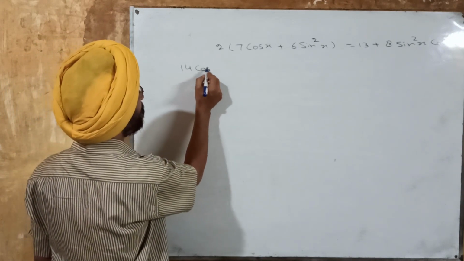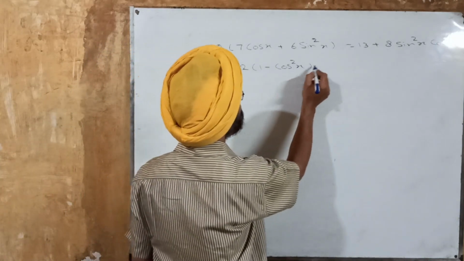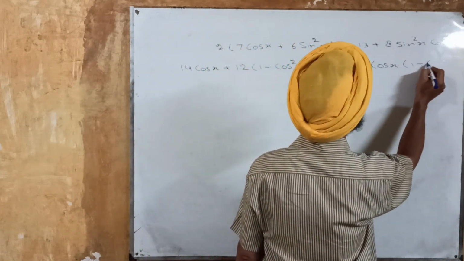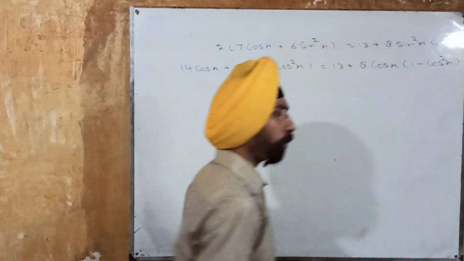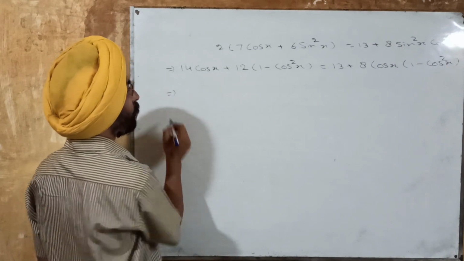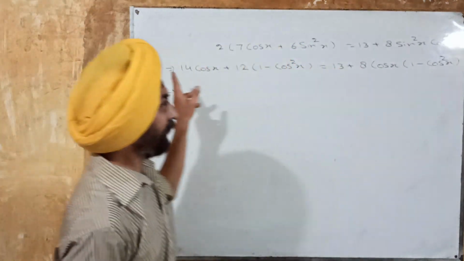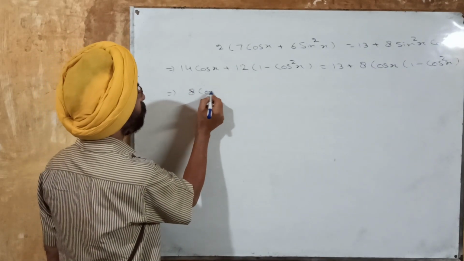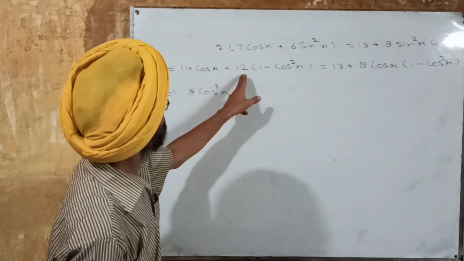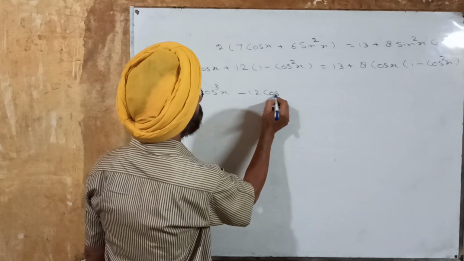It is 14 cos x plus 12 into 1 minus cos square x is equal to 13 plus 8 into cos x into 1 minus cos square x. Now open the brackets and collect all terms to the left hand side. What you are going to get here, the last term will be minus 8 cos cube x. So taking it to the left hand side, it will become 8 cos cube x. How many cos square x you are going to have now? This is one term, that is minus 12 cos square x.